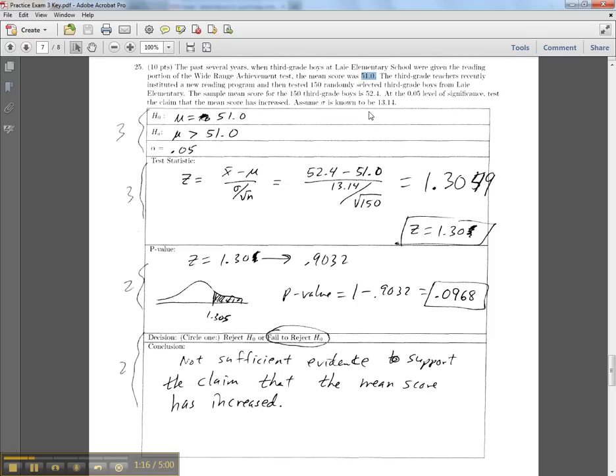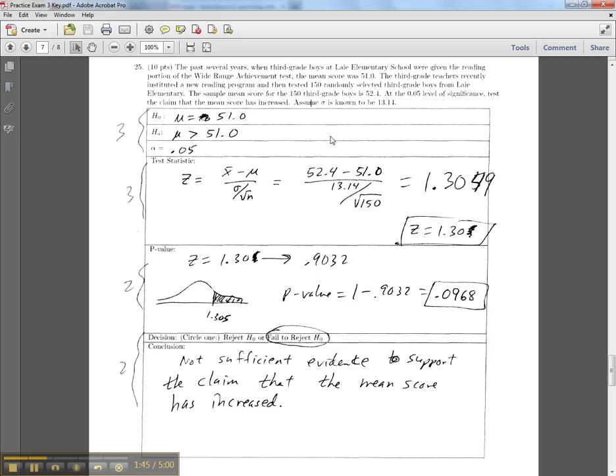And then because of this new reading program that they instituted, we want to test if this reading program is actually changing that mean score. The change that they want to claim is that it's increasing the score. See this part right here? Test the claim that the mean score has increased. So if we're assuming that there's no difference from the way it was done before, the null hypothesis is 51, but we're testing that it's greater than 51 after this reading program.